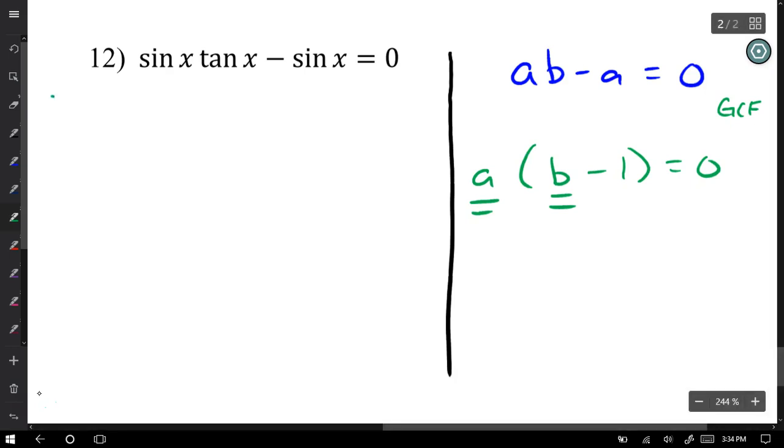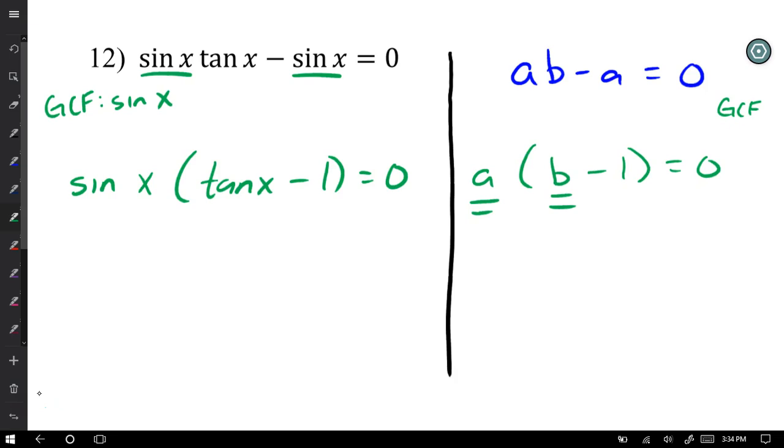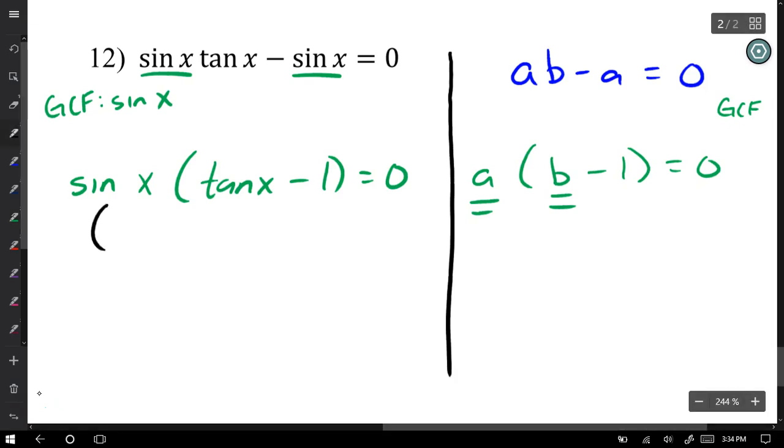So it's actually the same idea here. These have a GCF of sine of x. So I can factor out a sine of x, and I'm left with tangent of x minus 1. And so notice our trig ratios are pulled away from each other. We can now solve. I'm going to set sine of x equals 0. And if sine of x equals 0, using our trig chart, we know that occurs at 0 degrees and 180 degrees.